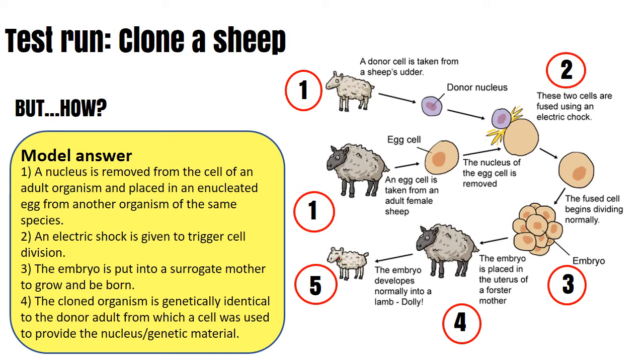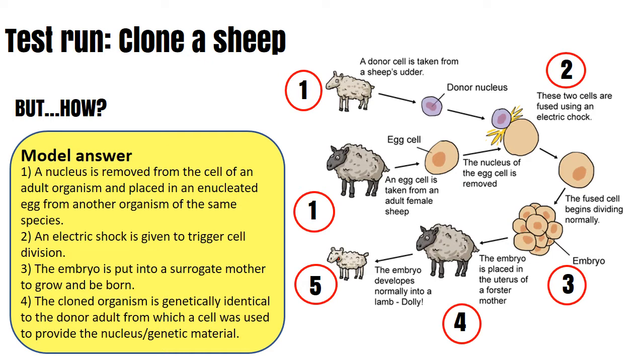From this cell, you remove the nucleus, that protective bag that contained all the DNA. You do this because you only want the DNA. You don't need the rest of the cell. It's rubbish, it's waste. So you take out that nucleus that contains all the DNA of that sheep. You then put this nucleus into an egg cell which just had the nucleus taken away.